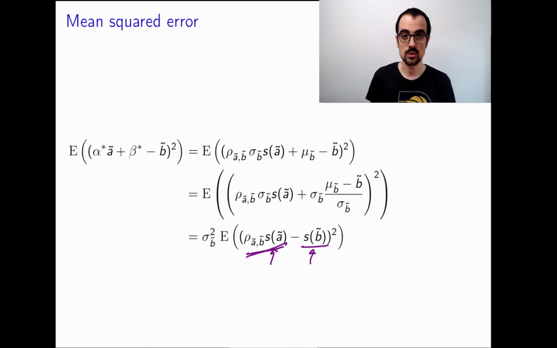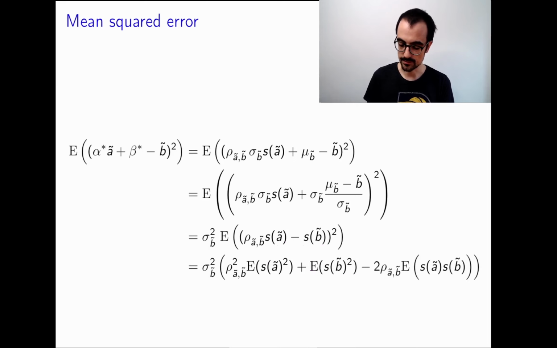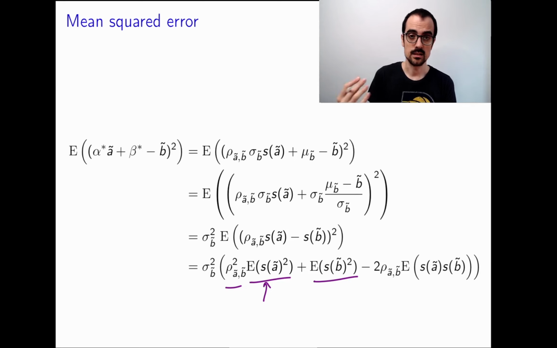Okay, so now we're going to expand this square and apply linearity of expectation. This is the square of the first term, correlation coefficient squared times the mean square of the standardized version of A, plus the mean square of the standardized version of B. This is the square of the second term, and then applying linearity of expectation, we have the cross term. Remember that when we standardize, the standardized random variable is zero mean and unit variance. So the mean square is equal to the variance, which is equal to 1. Same thing for the standardized version of B. This is going to be equal to 1.